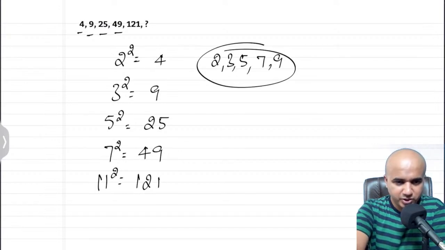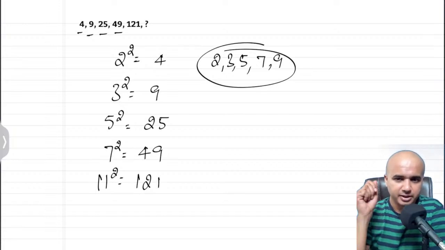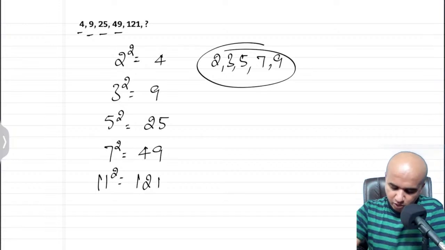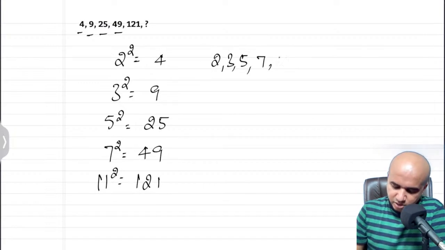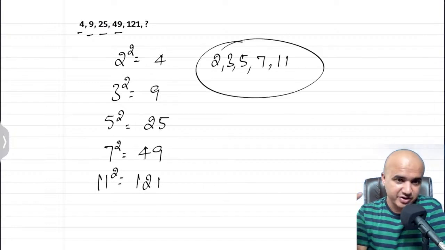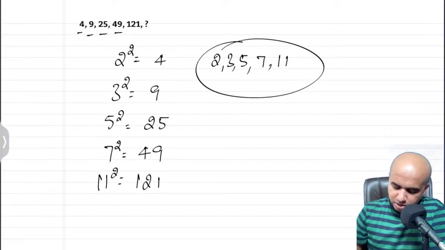At the same time, we don't have 9. If at all you are saying that these are only odd numbers, no. If they were only odd numbers, 9 would be present. Unfortunately, 9 is not here. We have only 2, 3, 5, 7, 11. At the same time, we have 2 as well.